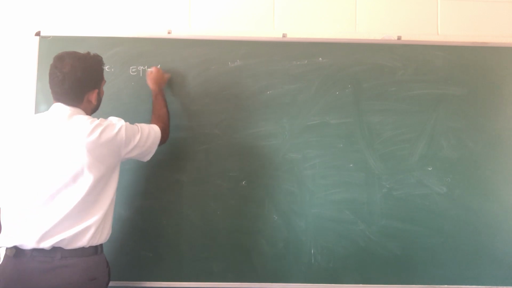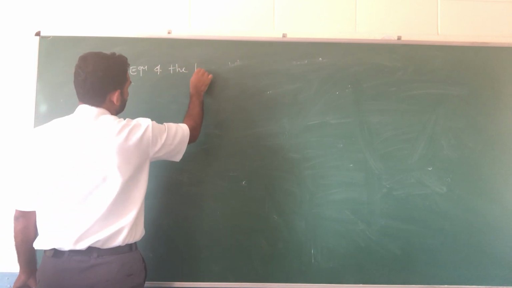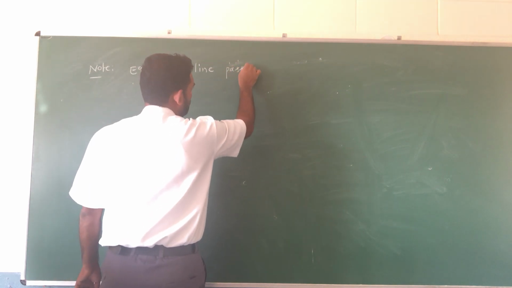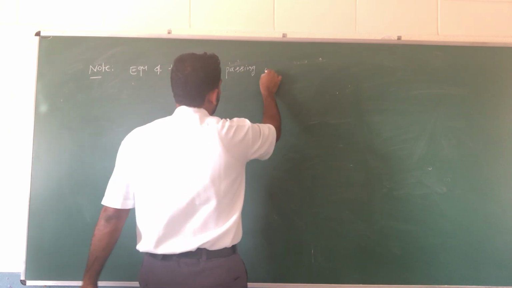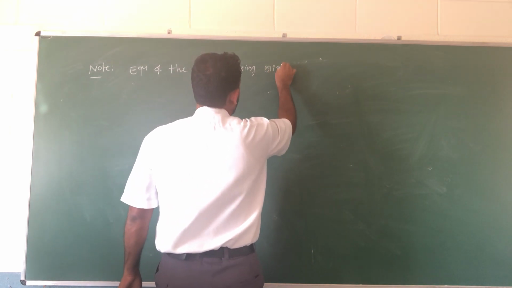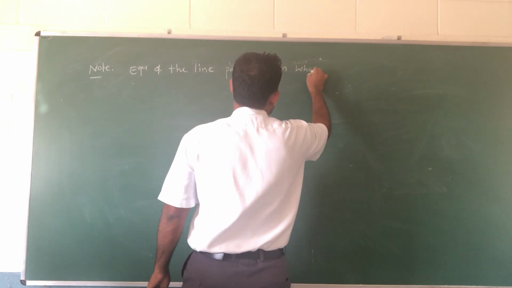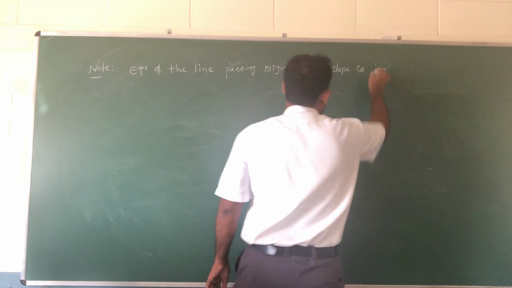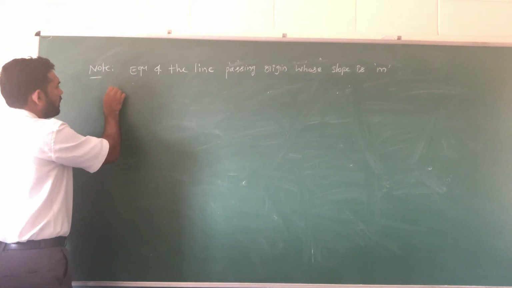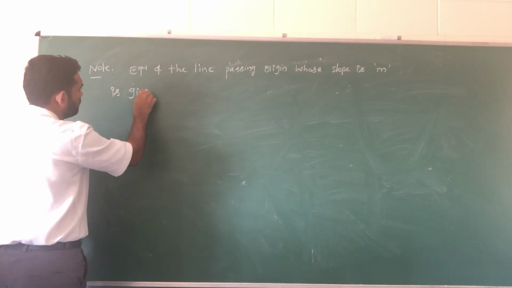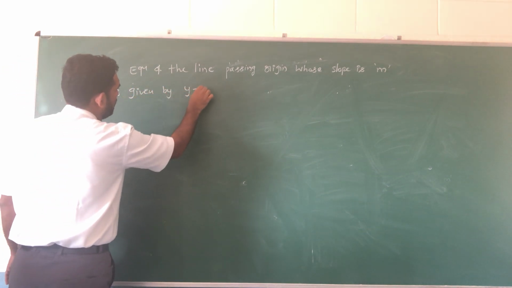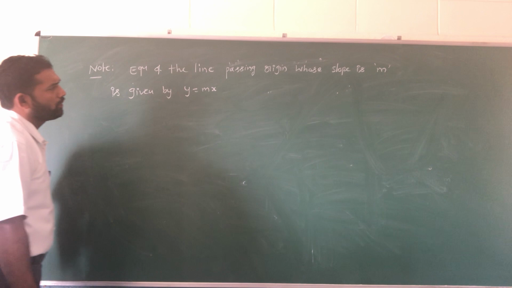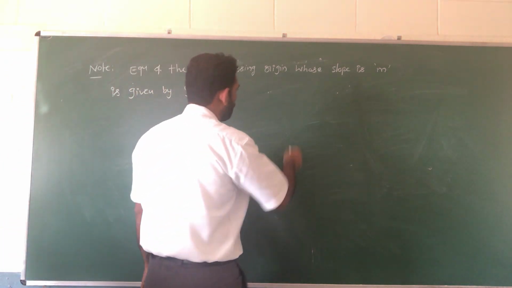Equation of the line passing through origin whose slope is m is given by y is equal to mx. Equation of the line passing through origin. So what is that equation?